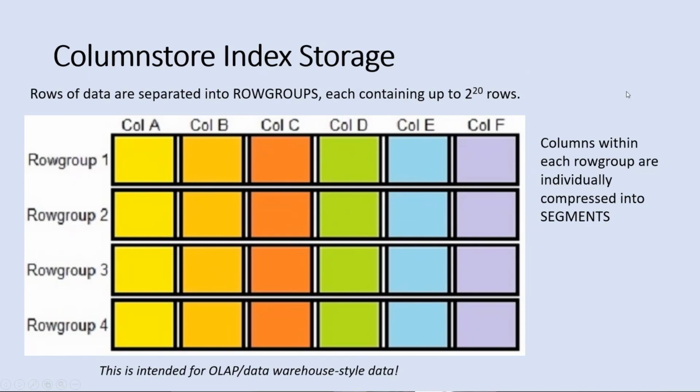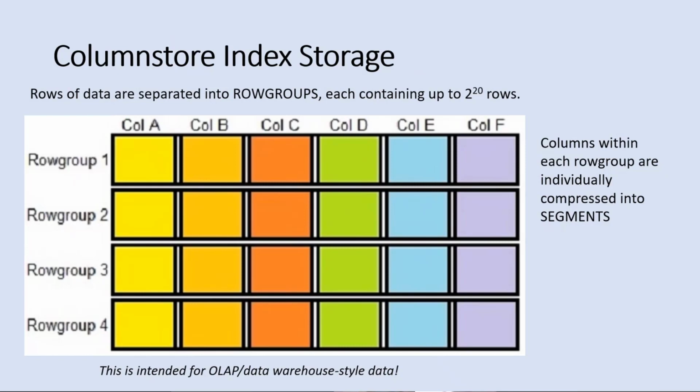Most important piece to understand Columnstore compression is how data is stored. In a Columnstore index, rows get grouped into what are called row groups. A row group is up to 2 to the 20th rows. We'll call it a million for argument's sake. And you could have as many row groups as you need. Within each of these row groups, these bundles of rows, each column is individually compressed into what's called a segment. A segment is just all the values in that row group for that column compressed together.